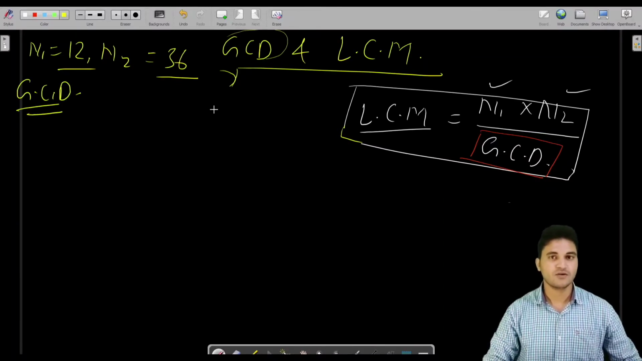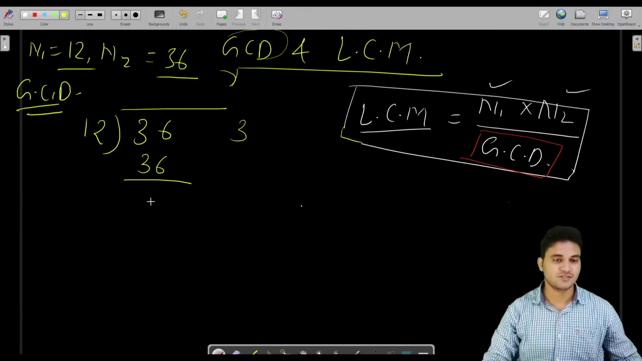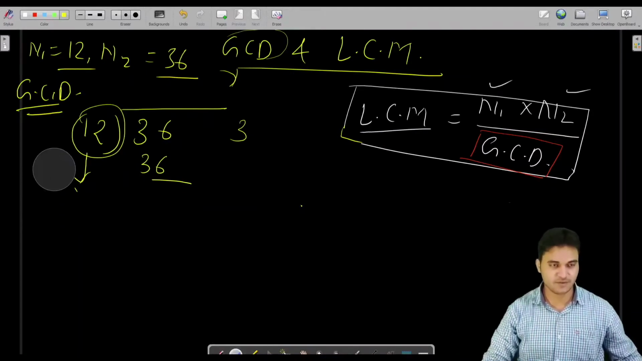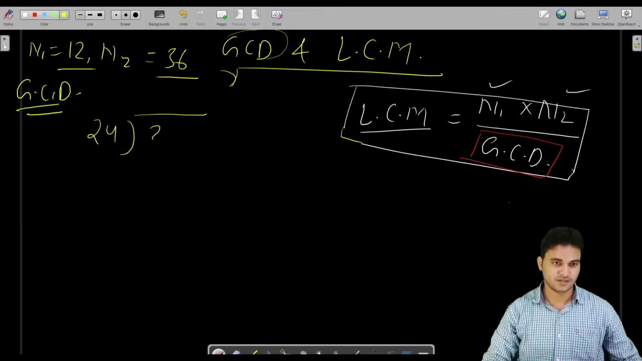In your copy, or in your 8th or 9th class, how did you used to calculate the GCD? You used to put 12 here and 36 here, and divide 36 by 12. So 12 threes are 36. So this is divisible by this, so the greatest common divisor here is 12. This is not a good example actually. Let us take another example, which could be 24 and 36.